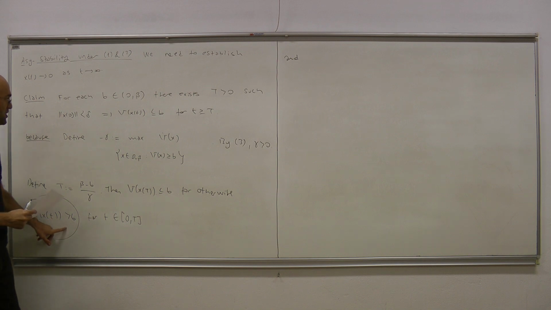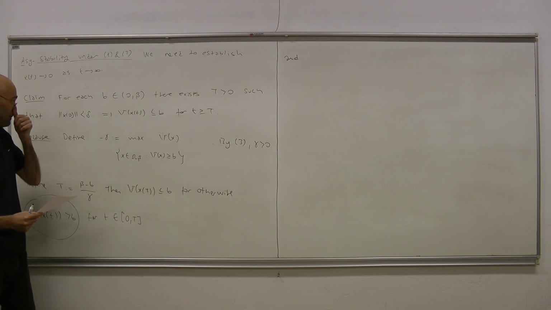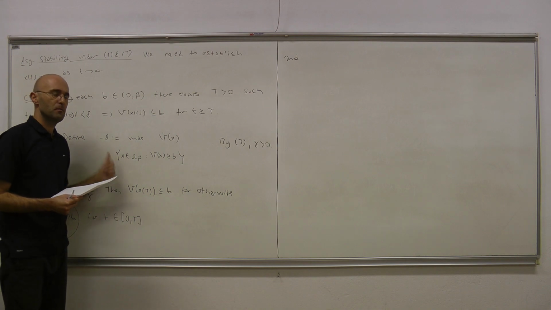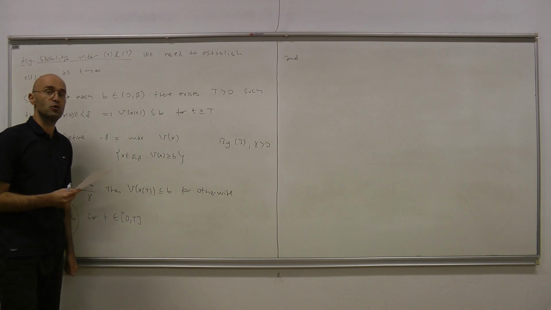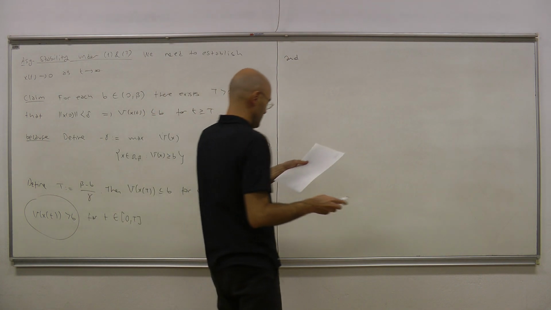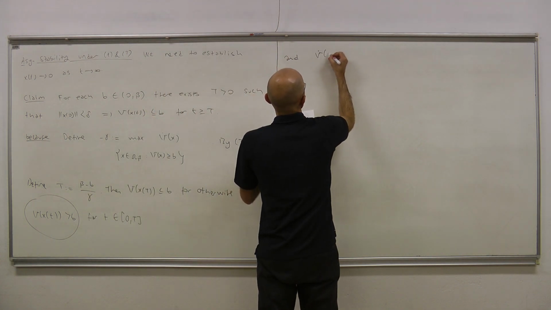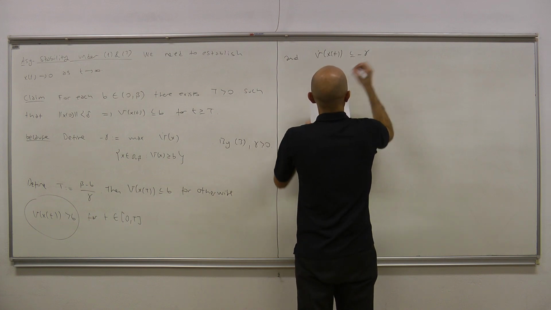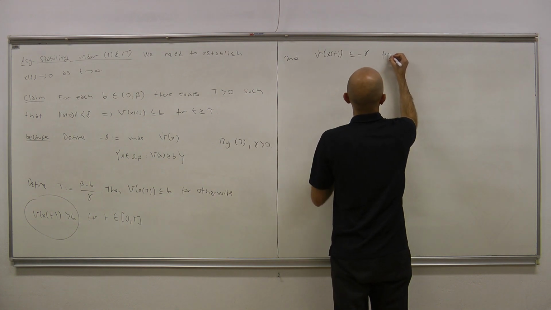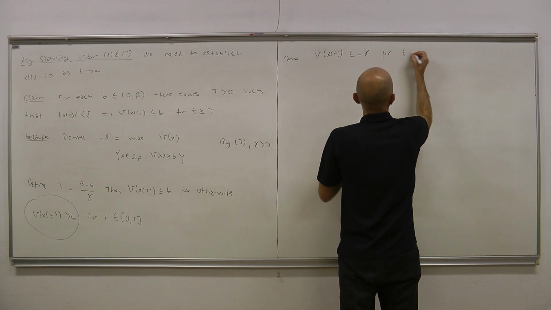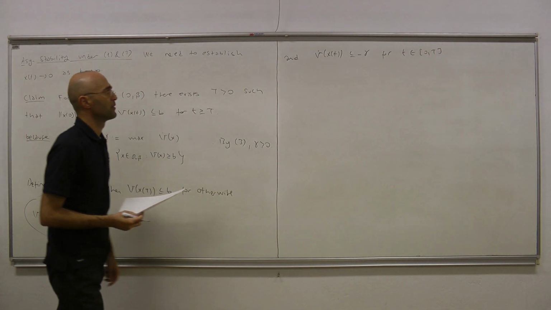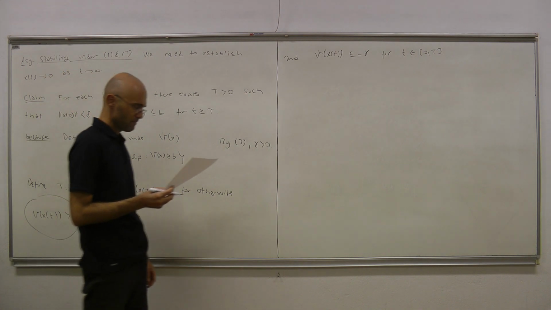Okay, this implies that v dot is less than or equal to minus gamma. And v dot of x of t is less than or equal to minus gamma for t in 0 to capital T.